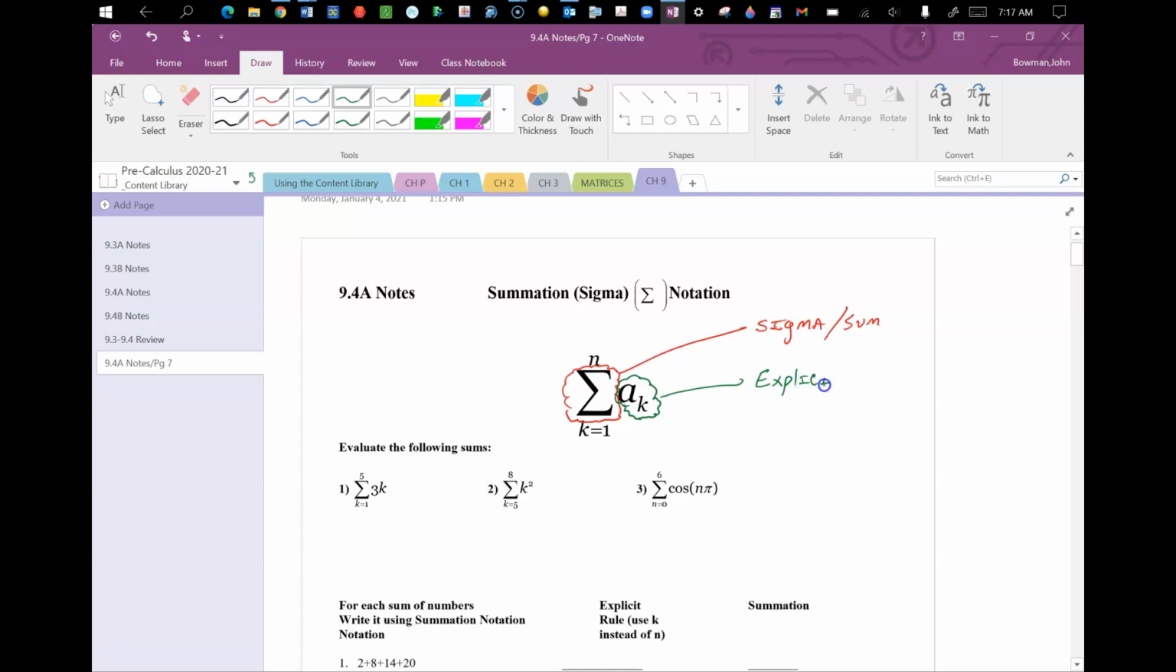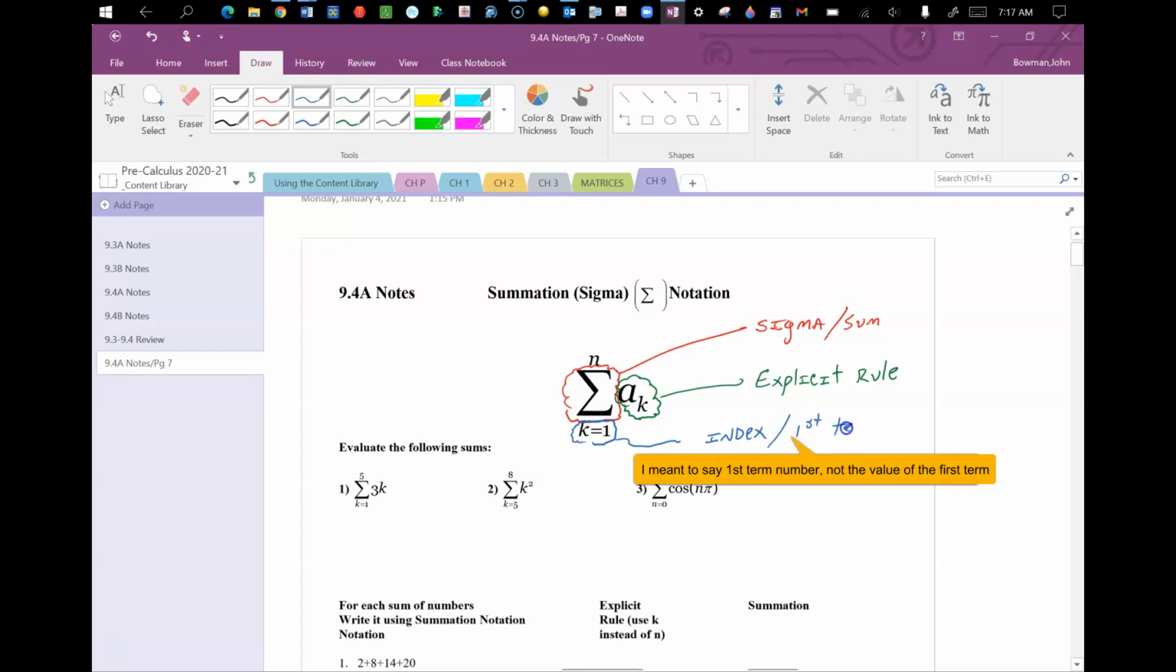Remember, we talked about the idea of an explicit rule versus a recursive rule. That will be the explicit rule. K is called the index, and k equal 1 is the first term. So index and first term, and I will point that out by way of examples. And then finally, n is the last term in the sequence, or the last term number.